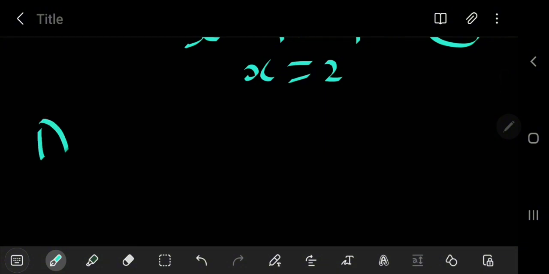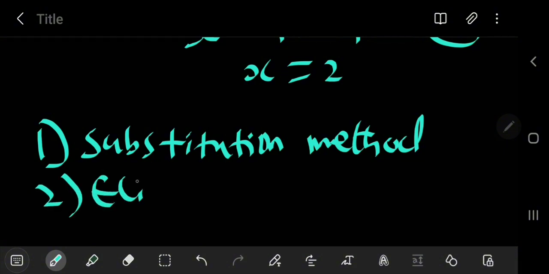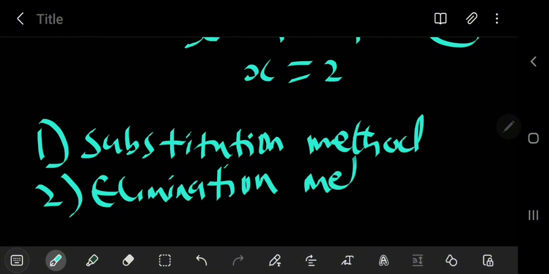Now the first type we have, not exactly the first, like the first of two, is the substitution method. And the second is the elimination method. So now I'm going to start with the elimination method. Sorry I didn't write it as number 1, but it is what it is. So let's start with the elimination method.